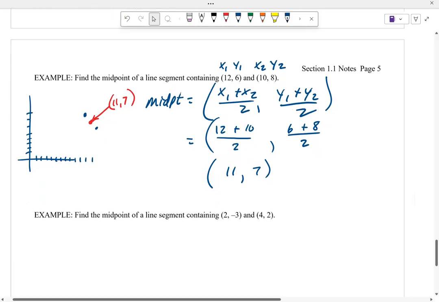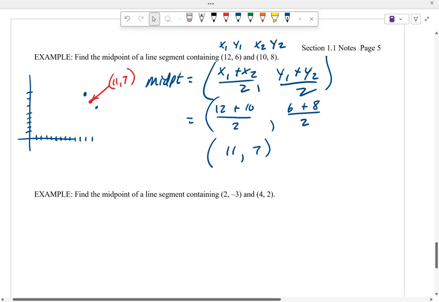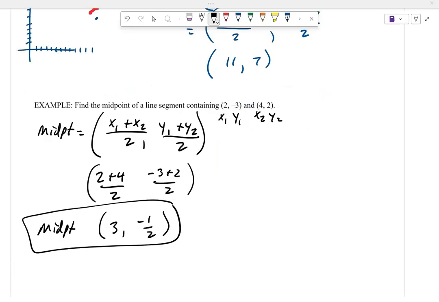Of course, this is nice when it's not easy to see, right? Maybe you have some decimals or whatever. It'll still give it to you spot on, but I would go ahead and do that next one there as a U-try problem. All right, so you got 3 and -1/2 on that one.